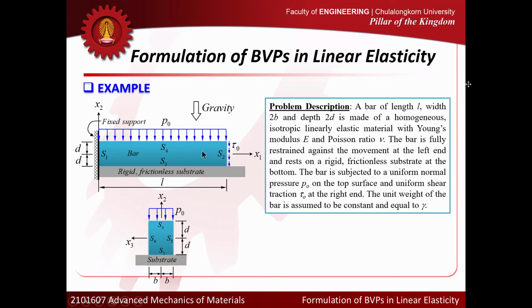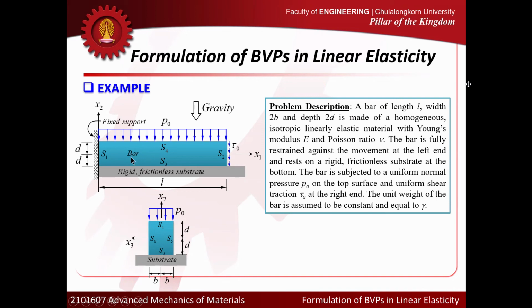I apply the shear traction, the uniform shear traction tau 0, at every point on the surface S2 at the right end. On that surface, I specify uniform shear traction, tau 0 is prescribed. And at the top of the beam, every point at the top, we know the traction. We apply the uniform pressure equal to P0, pointing downward like that.